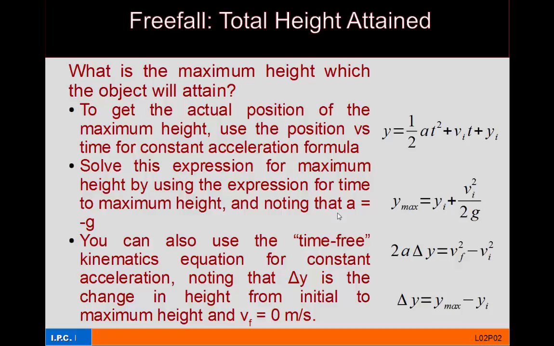You can also try to figure out what the change in height is using the time-free kinematics equation, namely that the final speed is 0, and so 2 times a times delta y, or 2 times g times delta y, should be negative v initial squared. And if you want to get the actual maximum height, well, delta y is that maximum height minus the initial height. So rearrange the equation to solve.